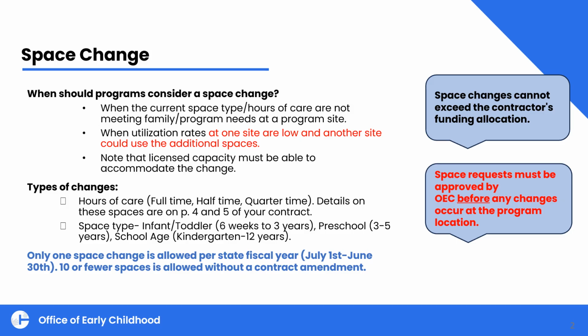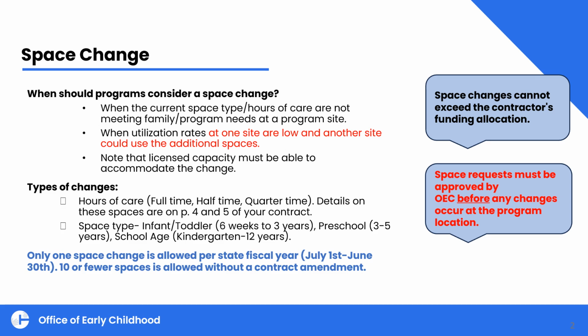Types of changes. You can change the hours of care, full-time, half-time, or quarter-time. Details and definitions on these spaces can be found on pages 4 and 5 of your contract. Or you can change the space type. As a reminder, the three space types are infant toddler, 6 weeks to 3 years; preschool, 3 to 5 years; or school age, kindergarten to 12 years.